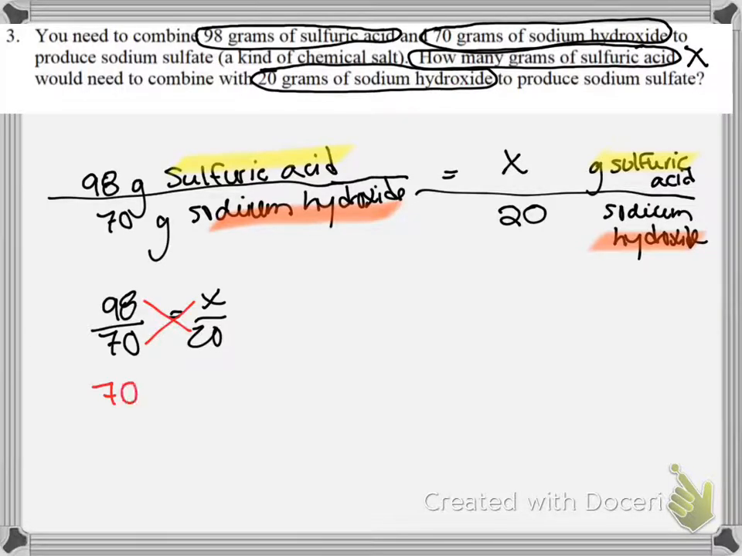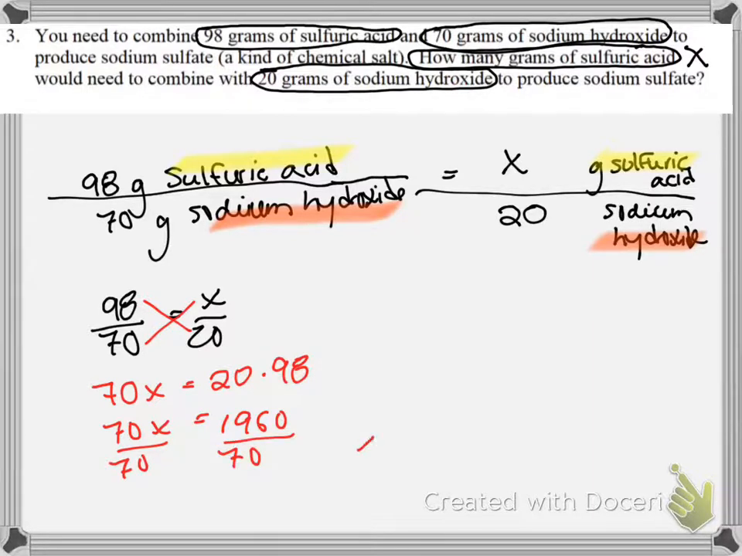So then we just cross multiply. 70x is equal to 20 times 98. This is the part of the show where we take out our calculators. So we have 1960, and then we divide by 70. So x is going to be 28 grams of sulfuric acid. And that's your answer. Okay, let's do some more problems.